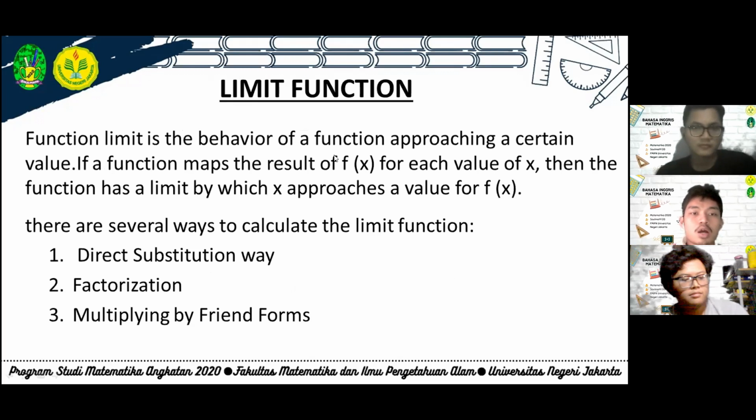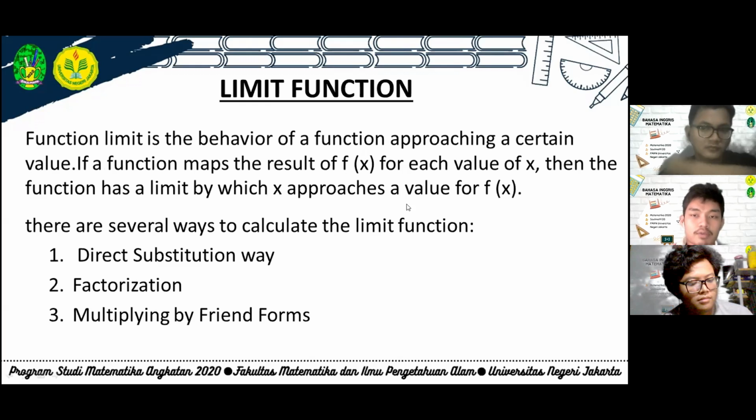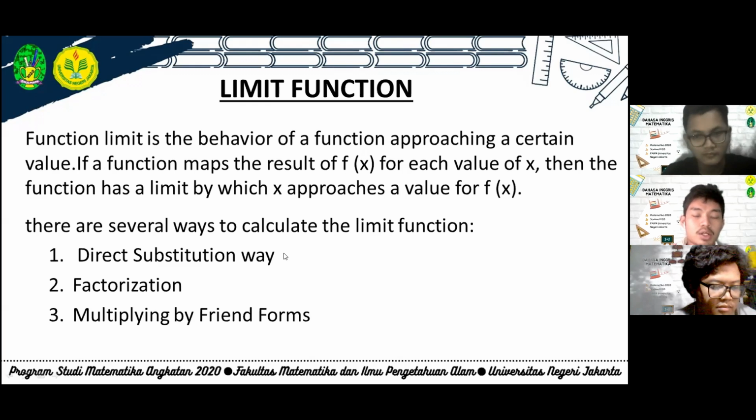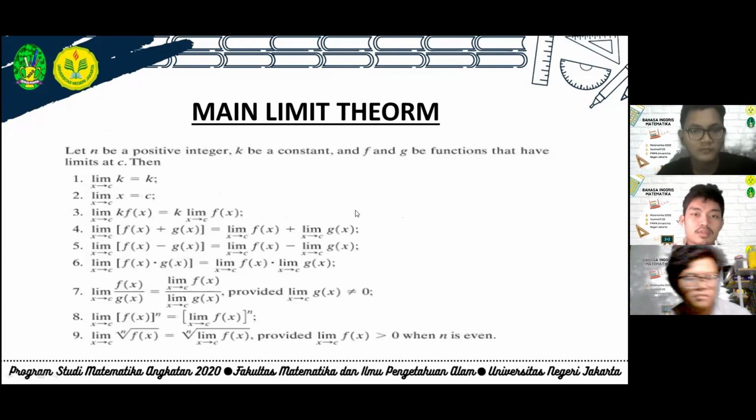Limit of a function. A function limit is the behavior of a function approaching a certain value. If a function maps the result of f(x) for each value of x, then the function has a limit by which x approaches a value for f(x). There are several ways to calculate the limit of a function. First, the direct substitution way. Second, factorization. Third, multiplying by conjugate forms. And the main limit theorem.